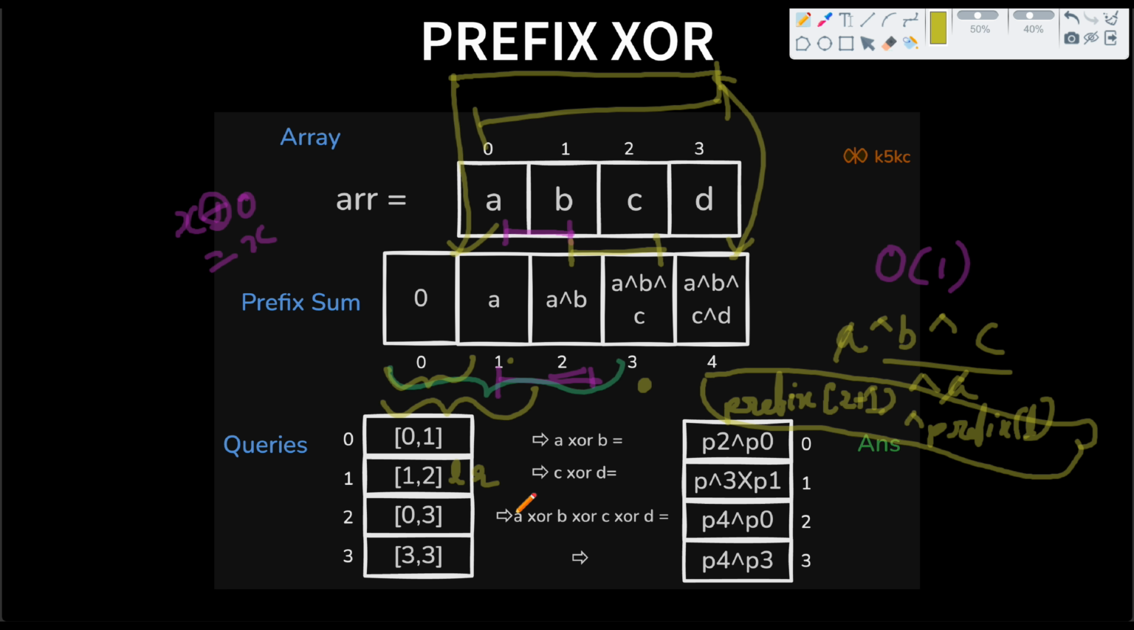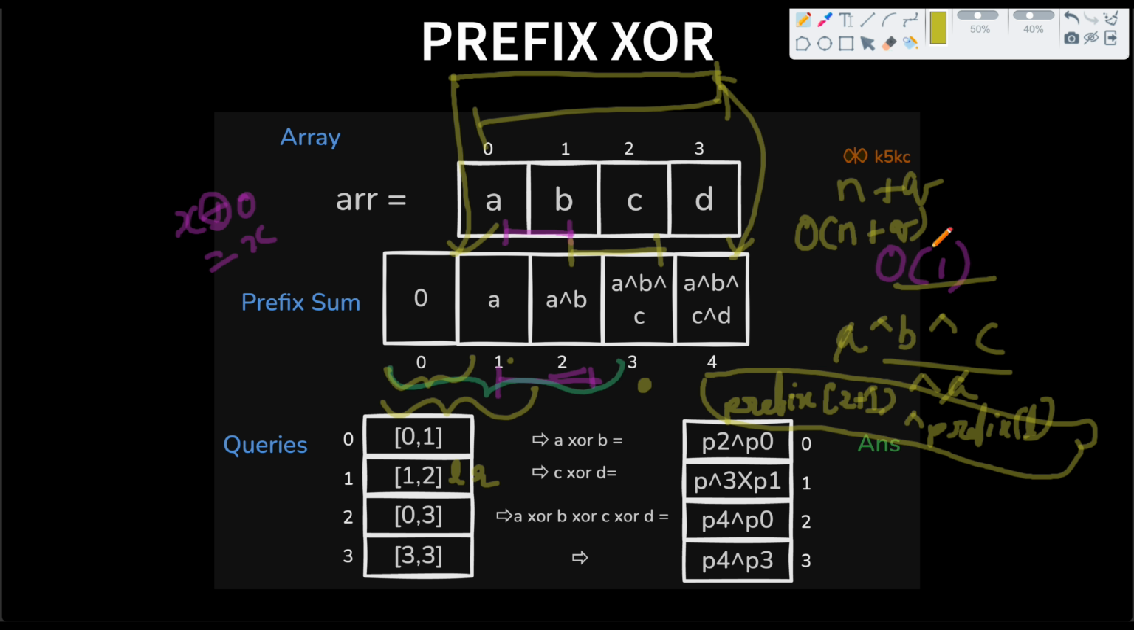Now finding the XOR of numbers in the range L, R takes just O of 1 time, because we are just doing prefix of R plus 1 XOR prefix of L, right? And now if we try to generate the XOR values for all the Q queries, it will take O of Q time. But when we are building the prefix array, it takes O of N time. So because of this, overall the time complexity is O of N plus Q. And in terms of space complexity, earlier in the brute force solution, our space complexity was O of Q for storing the query results. But now we also need to store the prefix sum. So because of this, our space complexity becomes O of N plus Q.